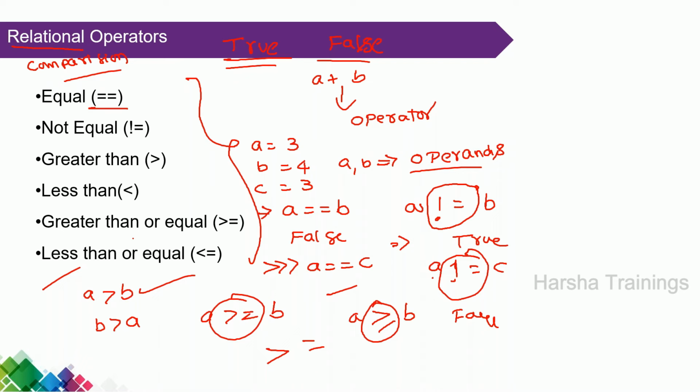Comparing variables: after comparison, based on whether it satisfies the condition, it returns true. If it does not satisfy, it returns false. So that is the basic thing.